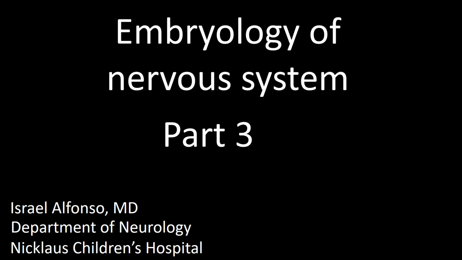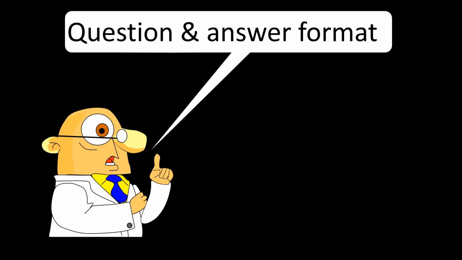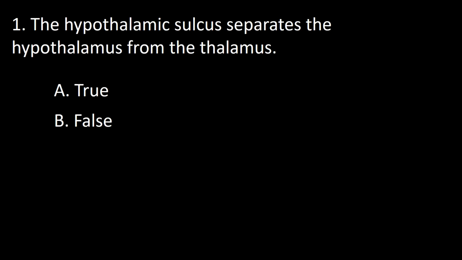This talk is about embryology of the nervous system. This talk will be conducted using a question and answer format. The first question is: the hypothalamic sulcus separates the hypothalamus from the thalamus. A, true; B, false.